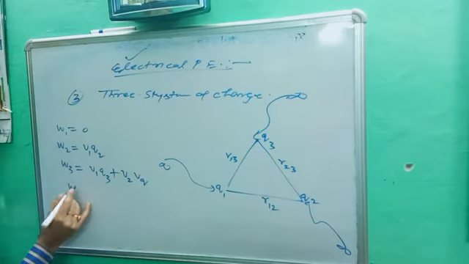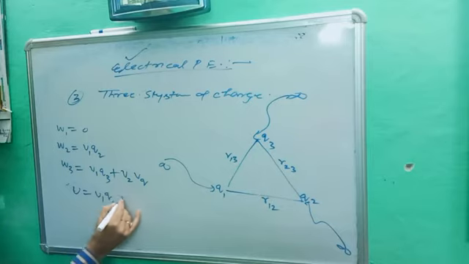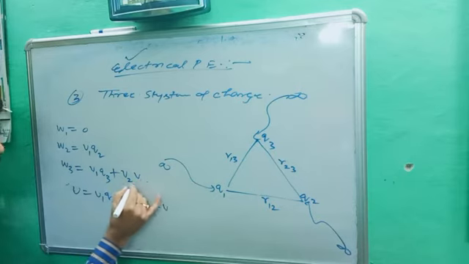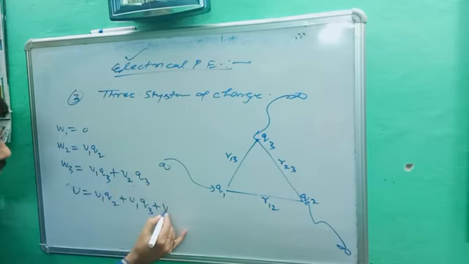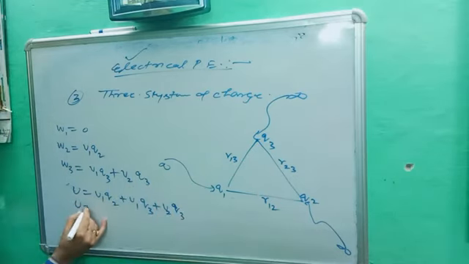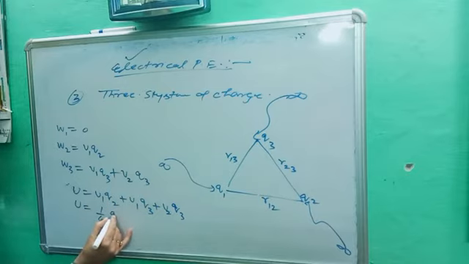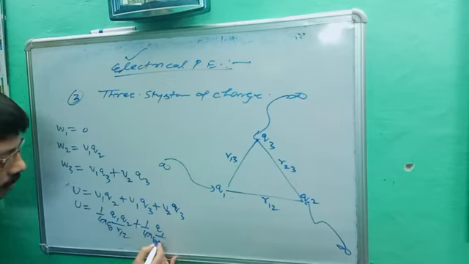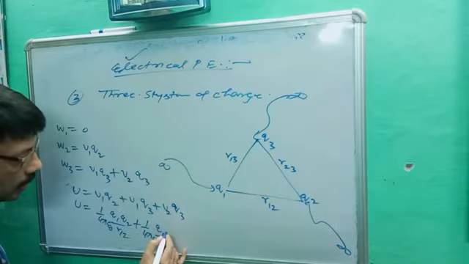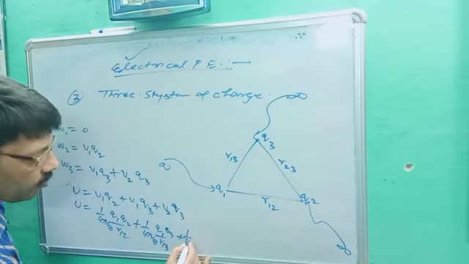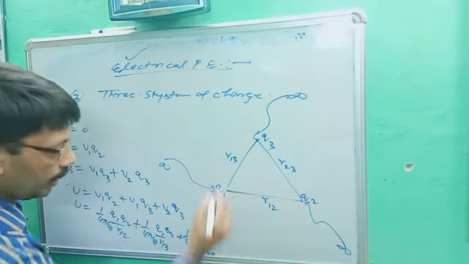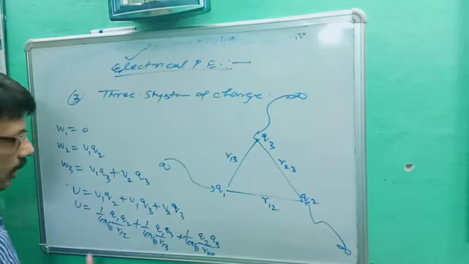So what is the total work done? W is equal to V1 Q2 plus V1 Q3 plus V2 Q3. We put the values: V1 is 1 upon 4 pi epsilon naught Q1 upon R12, multiplied by Q2, plus V1, 1 upon 4 pi epsilon naught Q1 upon R13, multiplied by Q3, plus V2, 1 upon 4 pi epsilon naught Q2 upon R23, multiplied by Q3. So this is the electrical potential energy for a three system of charge.